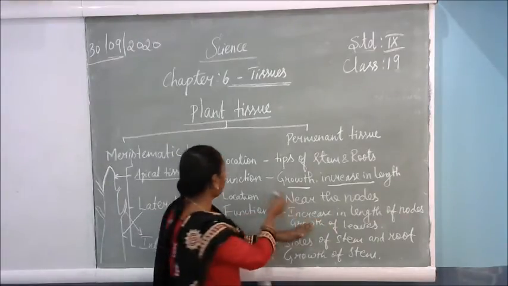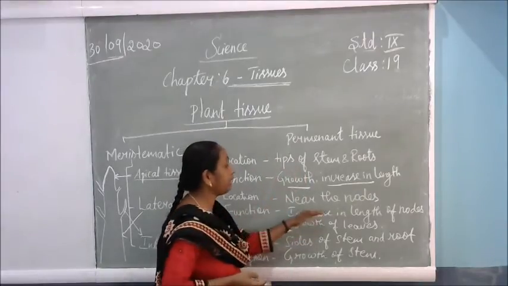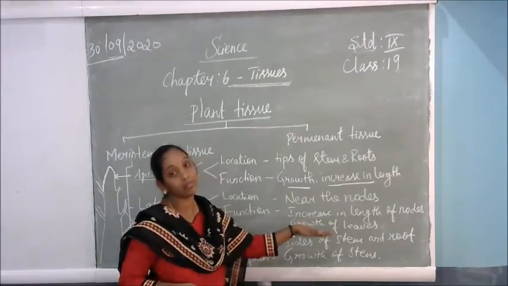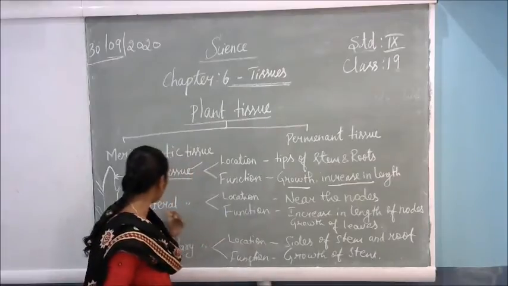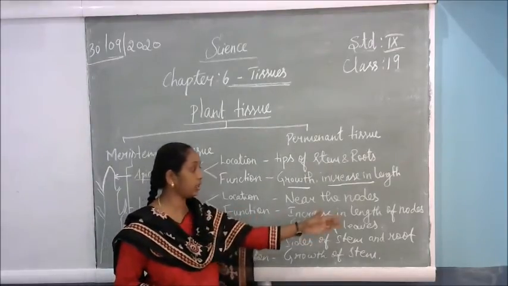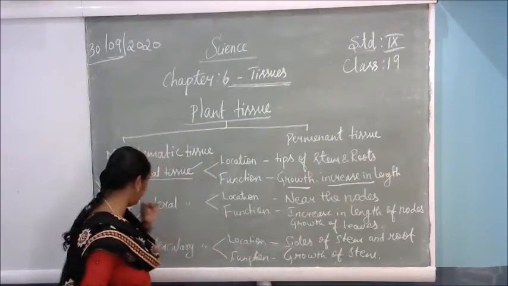It is different from how the apical tissues increase the length of growth. It will increase the length of the nodes and the growth of leaves, and it helps the leaves to grow also. So that is the lateral tissue function: increasing the length of nodes, and helping the growth of the leaves also.